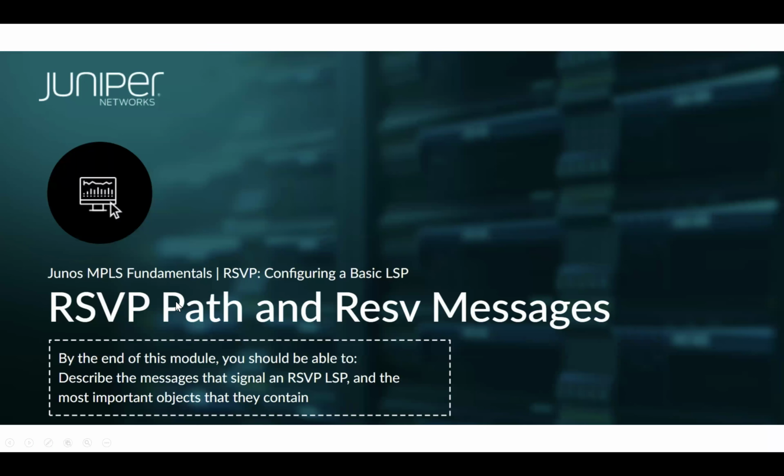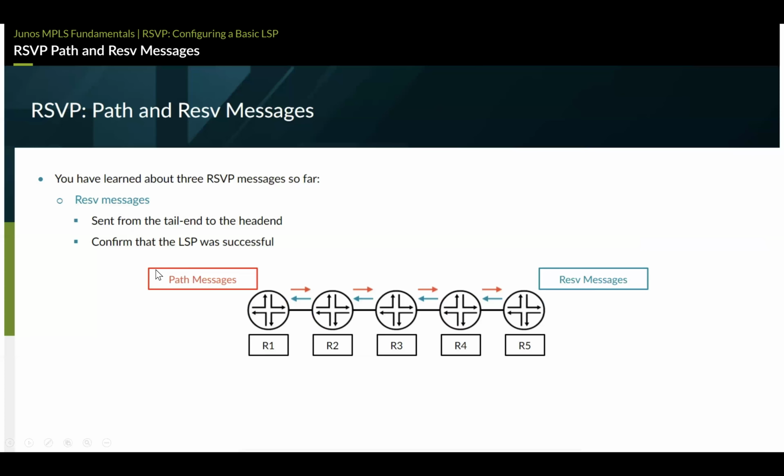So, last section: RSVP path and receive message. The path message is sent from the ingress router to the egress router, and the receive message is just the reverse. It is sent from the tail end to the head end to confirm that the LSP was successful. This is the function of the receive message.